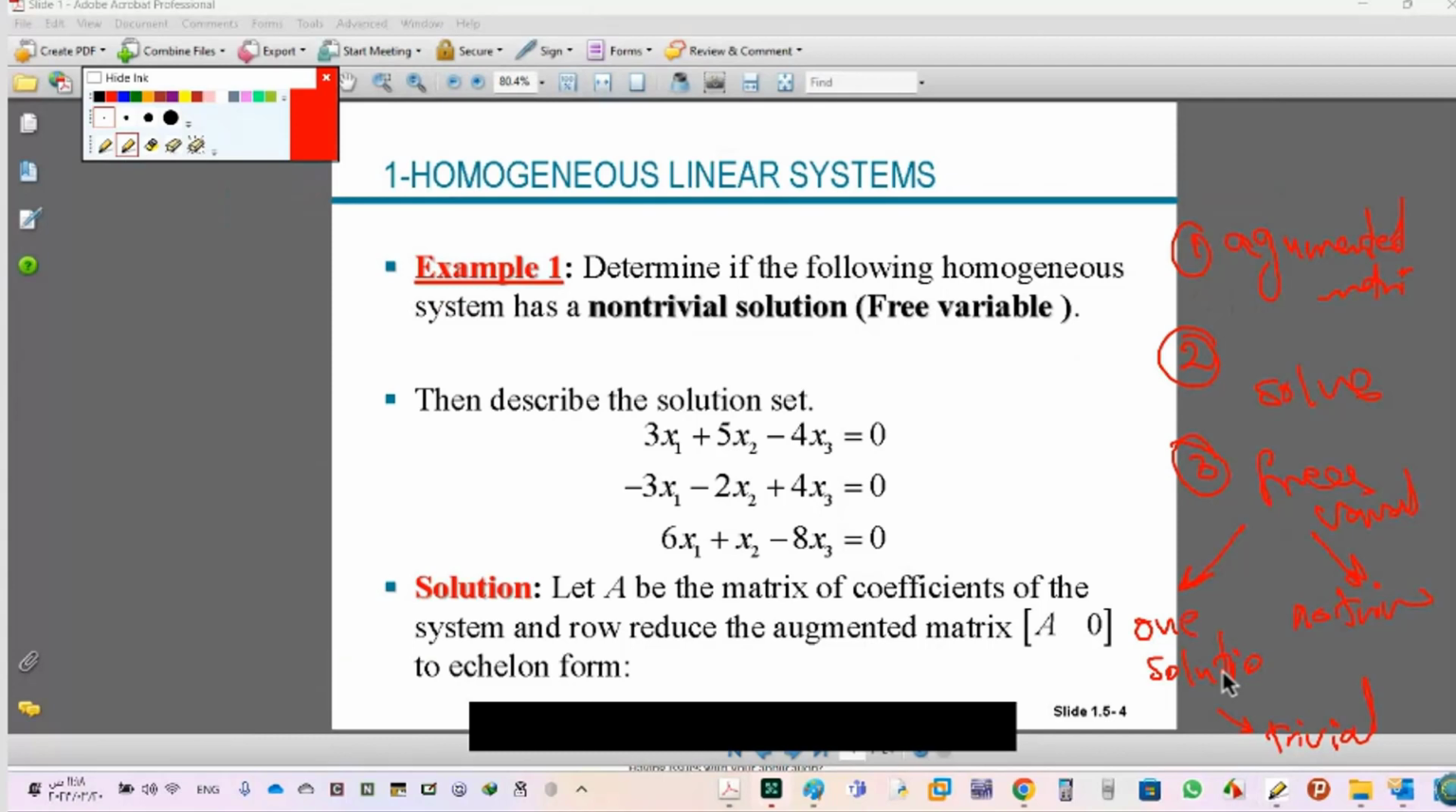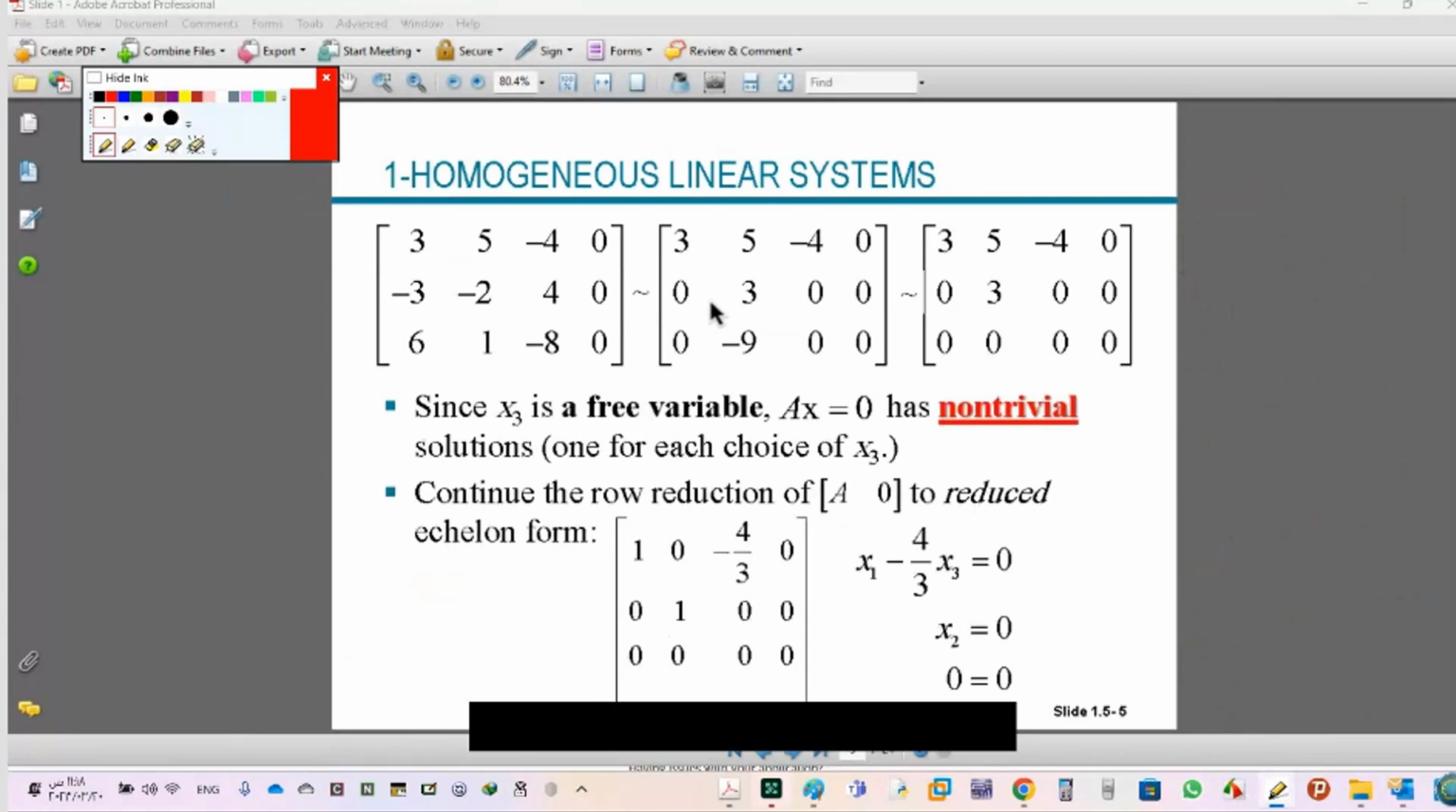Okay, in this case, we have to solve. First of all, we return to the augmented matrix. Then we will solve the augmented matrix as you know. Then let's see here, the last row is 0, 0, 0, 0. If you remember, this is x1, this is x2, this is x3. So x3 is a free variable, so it is a non-trivial solution.